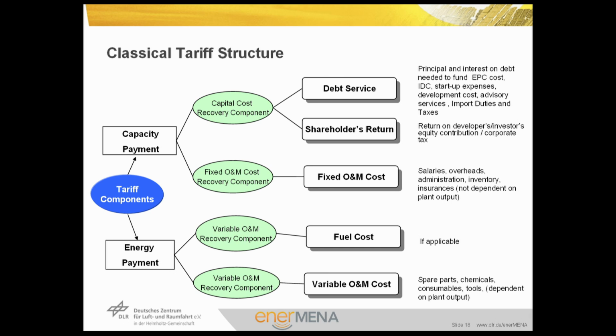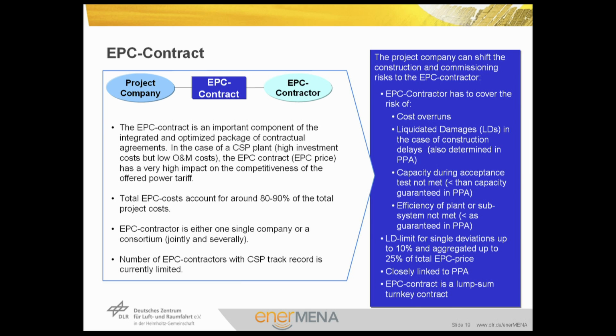The second section of the classical tariff structure is the energy payment. Here we have the variable operation and maintenance costs, such as fuel, if applicable, and the remaining O&M costs, such as spare parts, chemicals, consumables, and tools, which depend on plant output. Now I'll go to more details in the EPC contract.